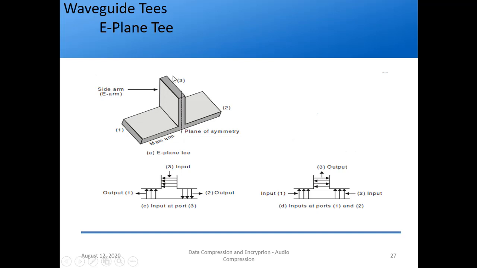What happens here: if I give the input to port 3, the output is split into two equal halves but with an out of phase shift, right? If I give the input in this way, if I have a 0 phase shift here, I'll have a 180-degree phase shift here.